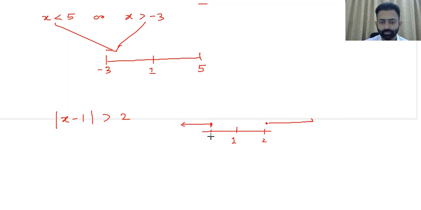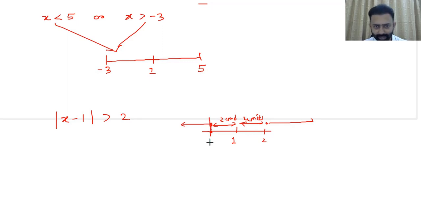I'm not solving what exactly this point will be. Right, so this distance should be greater than 2 units. This distance is your 2 units. This distance is also 2 units. So this distance should be greater than 2 units towards right and towards left.